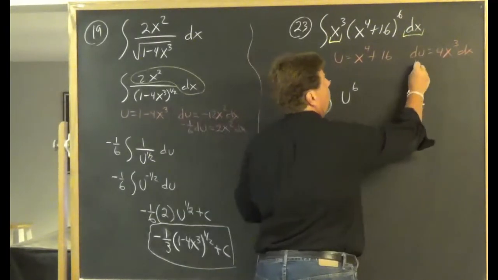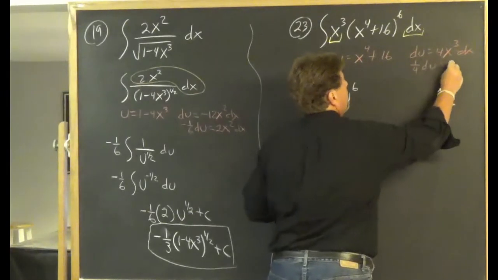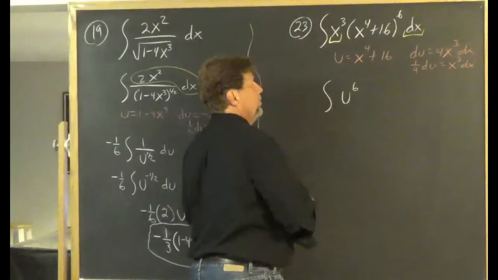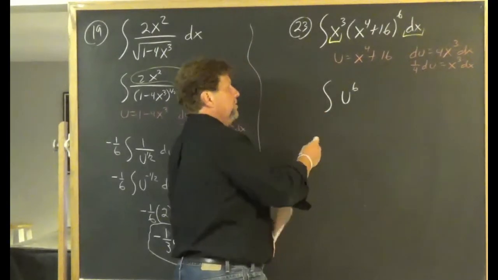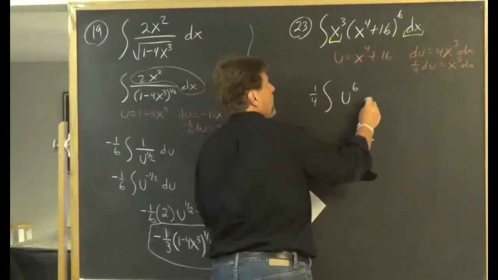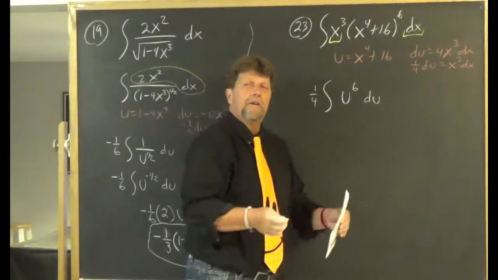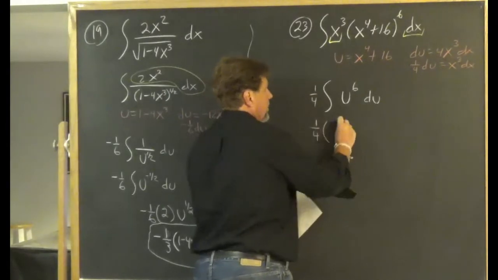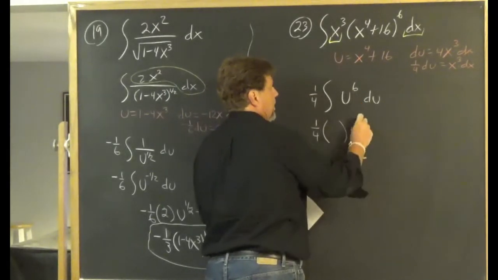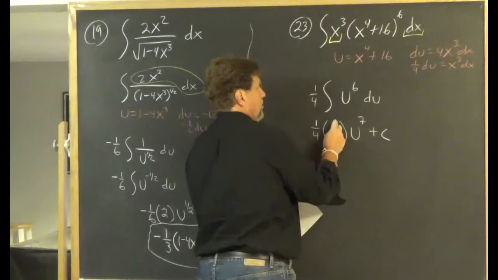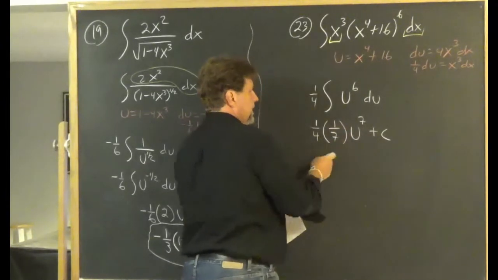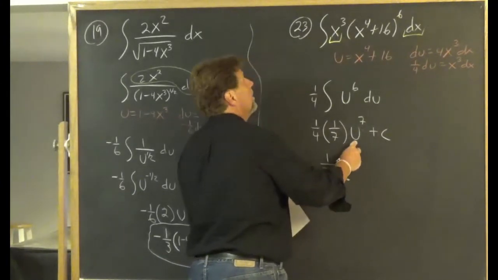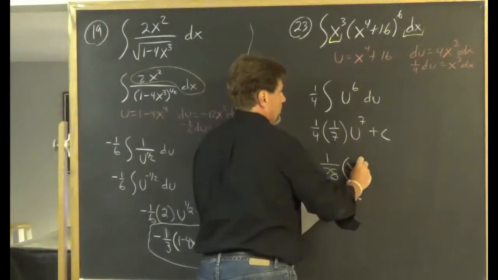Well, it looks like 1/4 du is x cubed dx. So I substitute 1/4 du in for the x cubed dx. Put the 1/4 out front. Now we have a very friendly integral to do, just the power rule. 1/4, leave a little space, add 1 to the exponent, put the reciprocal of the new exponent in there. 1/4 times 1/7 is 1/28. Resubstitute for the u.